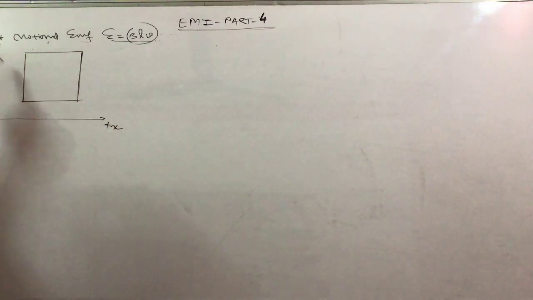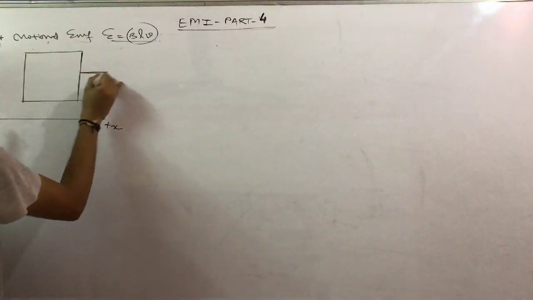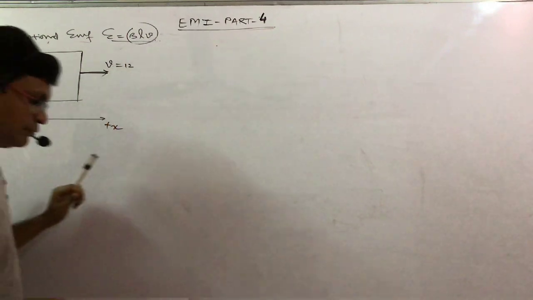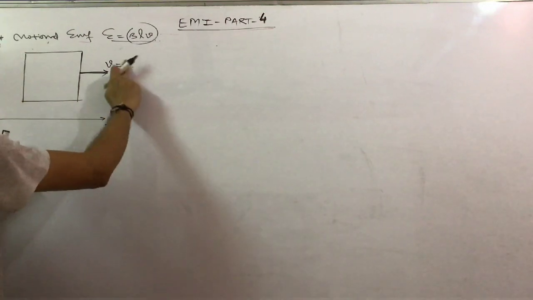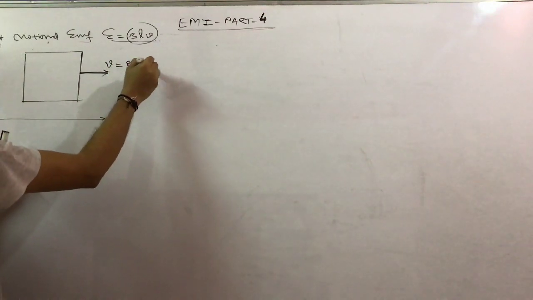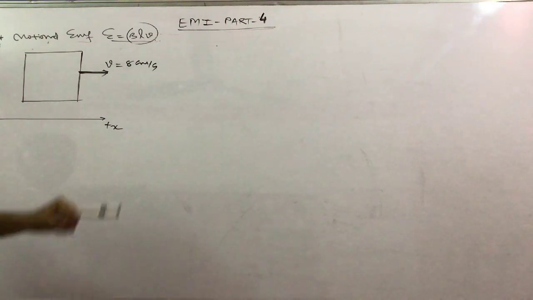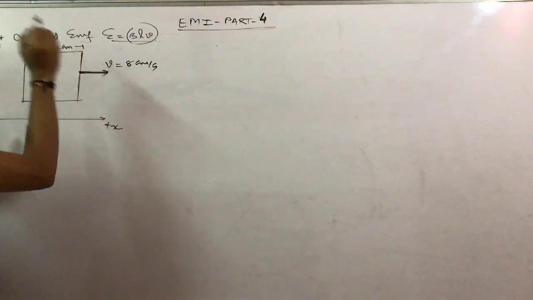That means the loop remains parallel to x and y. This is parallel to x, this is parallel to y. And this entire square loop is moving with 8 centimeter per second. Sorry, 8 centimeter per second. It is moving with speed 8 centimeter per second. Length already given, 12 centimeter.